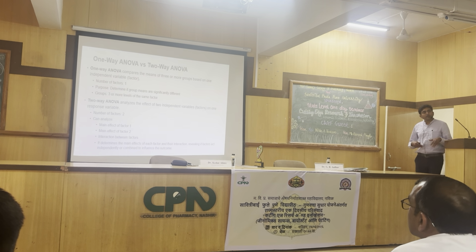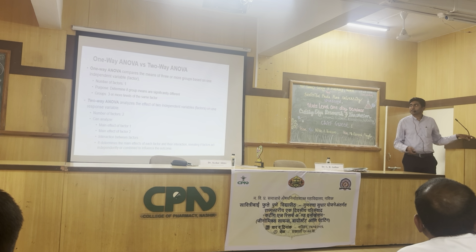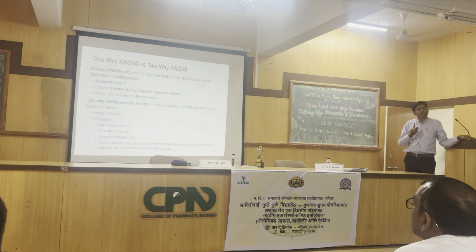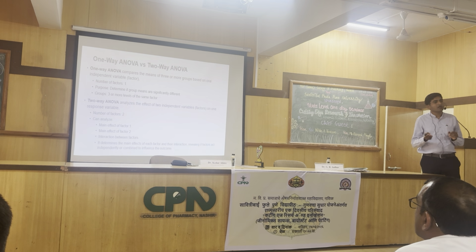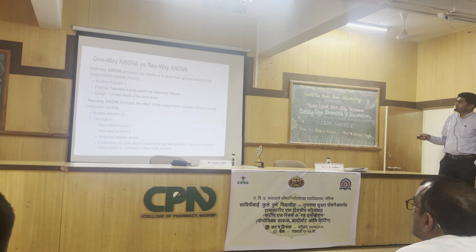So you might have studied 1-way ANOVA and 2-way ANOVA. Before going to factorial ANOVA, I would just like to go through these 2 techniques. In 1-way ANOVA, we study only a single factor. A single factor may have multiple levels, and because of these multiple levels, there are multiple groups. So we have only one factor, and the purpose is determining if the group means are significantly different.